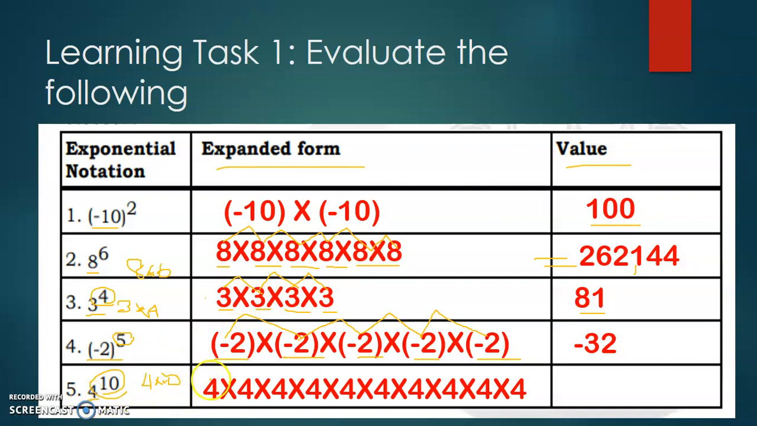So, ganun lang. So, balik ako dito sa ating number 5. So, if you're going to multiply everything, 4 times 4 times 4 times 4 times 4 times 4 hanggang dulo, the product of that is 1,048,576. So, ganun lang siya. Hindi ko na inelaborate kasi you just have to multiply everything lang naman.